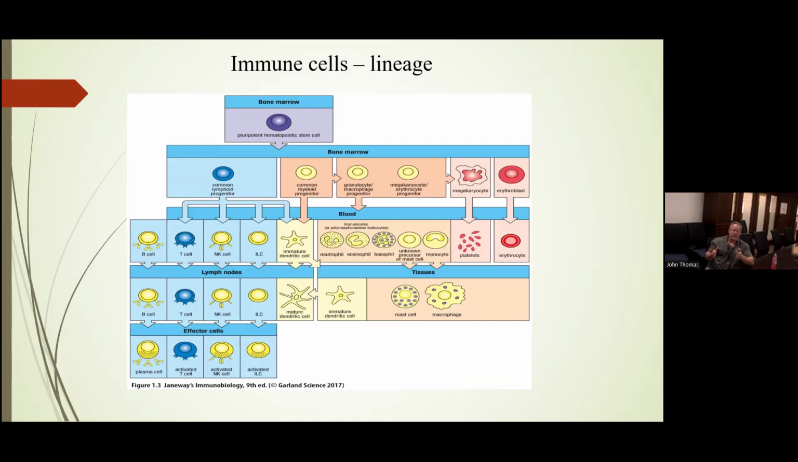So we have these cells from the immune system are all coming and derived from a mother cell, this pluripotent hematopoietic stem cell that initially leaves the bone marrow before it diffuses throughout the body and can differentiate into these various effector cells. But all of the cells in the immune system are derived from this single cell that comes out of the bone marrow.